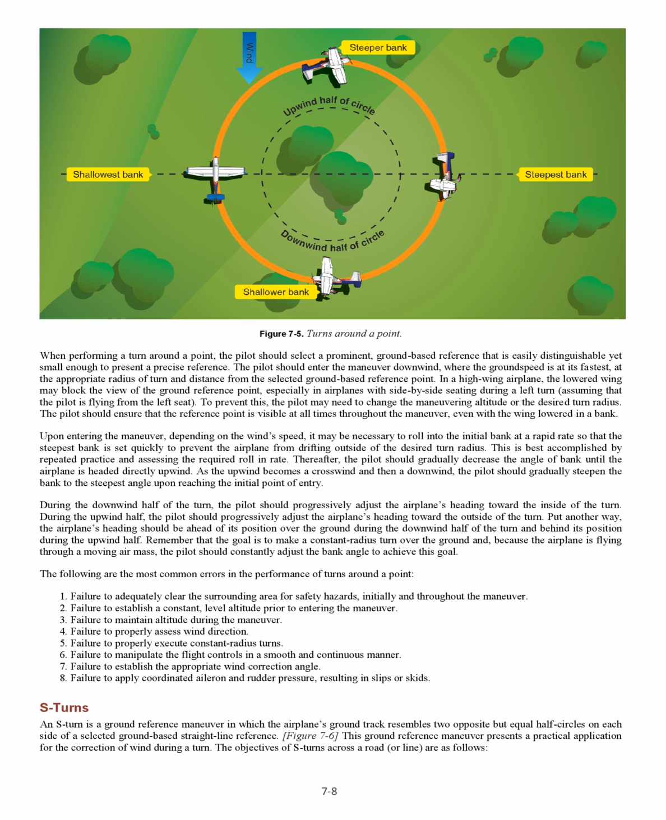S-turns. An S-turn is a ground reference maneuver in which the airplane's ground track resembles two opposite but equal half circles on each side of a selected ground-based straight line reference. This ground reference maneuver presents a practical application for the correction of wind during a turn.